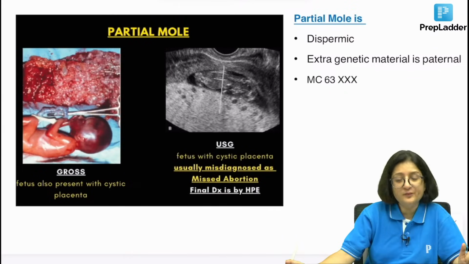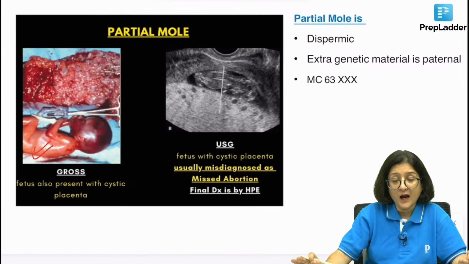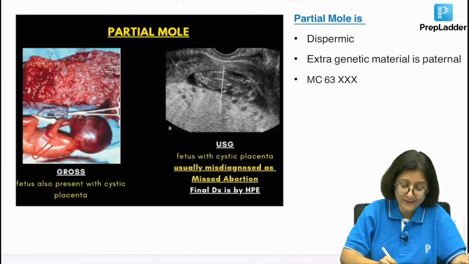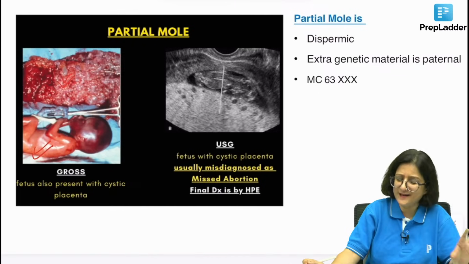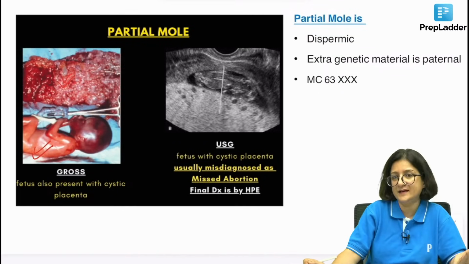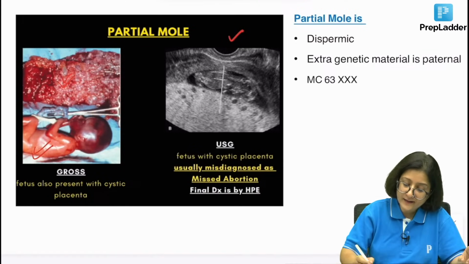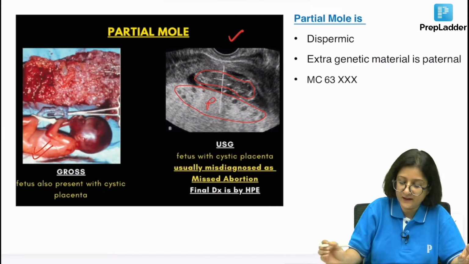Next image of partial mole. In partial mole, we see a fetus that is abnormal, or most of the time already dead, and there is a hydropically degenerated placenta. A placenta is definitely there, but it can be cystic. Some degree of hydropic degeneration is there. On ultrasound, we can see a fetus which is already dead, and we can see a cystic placenta.